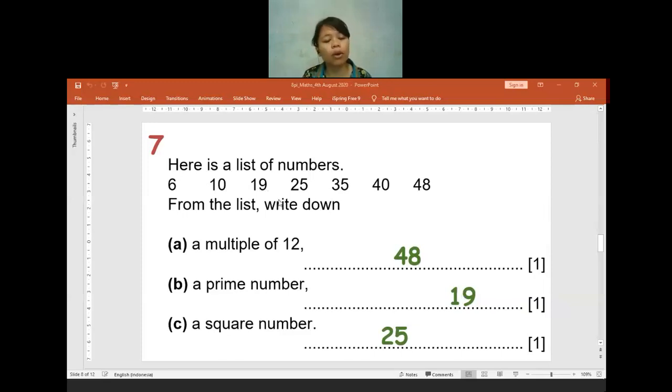25 is a multiple of 5, so not a prime number. 35 is a multiple of 5, not a prime number. 40 is a multiple of 5, so not a prime number. 48 is a multiple of 2, so not a prime number.